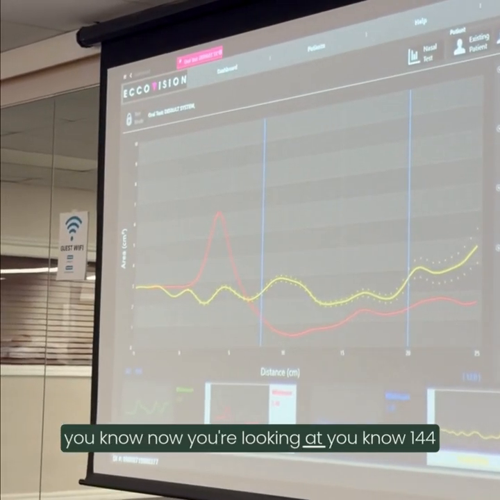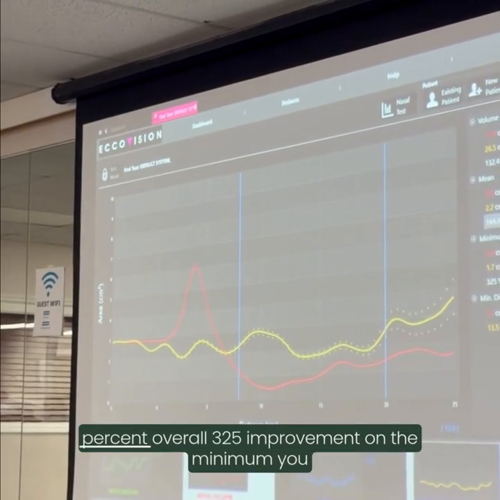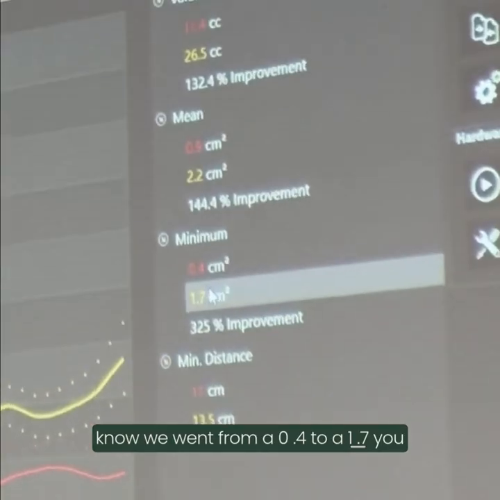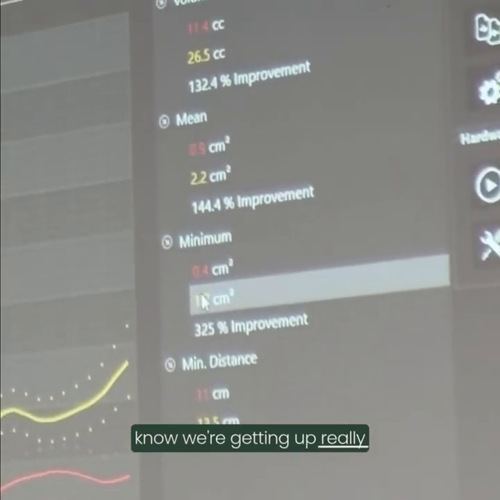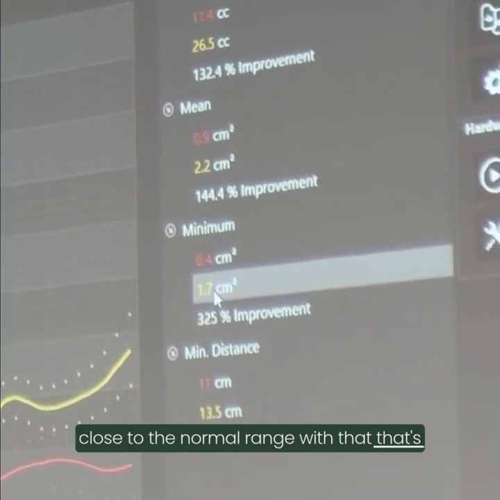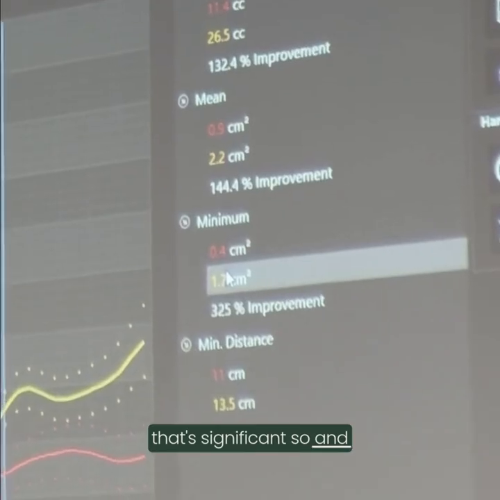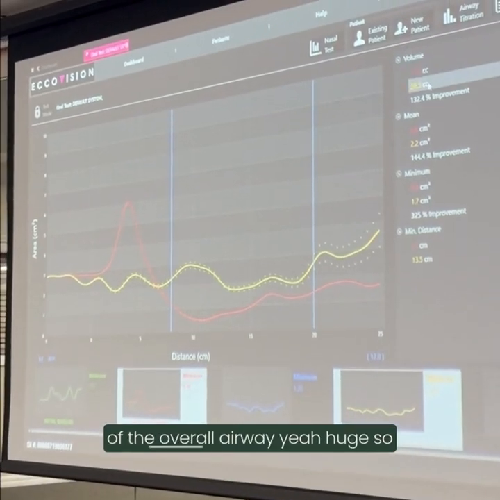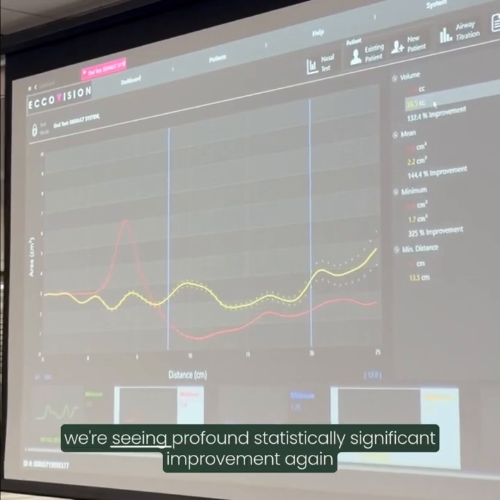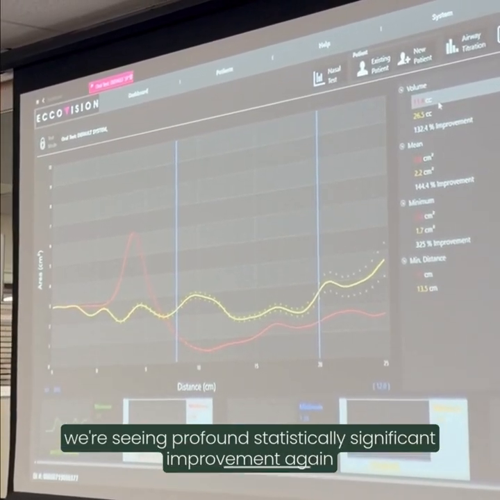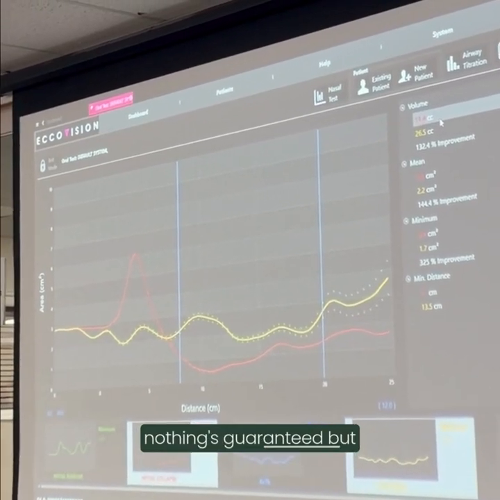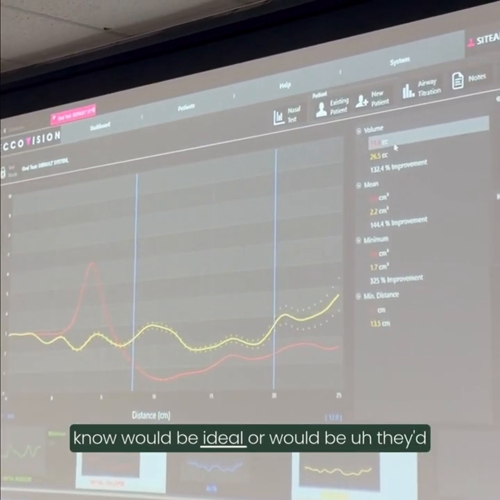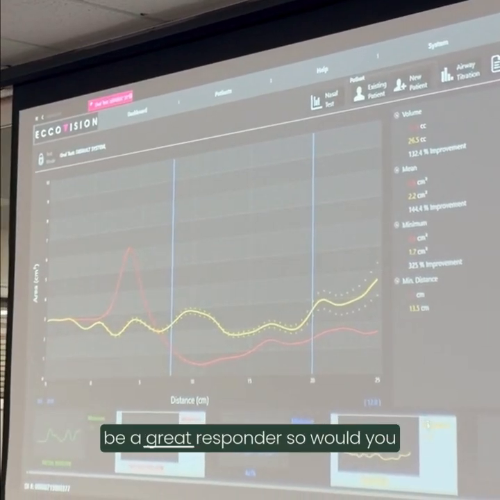But now you're looking at 144% overall, 325% improvement on the minimum. We went from a 0.4 to a 1.7. We're getting up really close to the normal range with that. That's significant. And look at the cc's of air too, the volume of the overall airway, huge. So we're seeing profound, statistically significant improvement. Again, nothing's guaranteed, but this would be highly indicative that this position would be ideal, and they'd be a great responder.